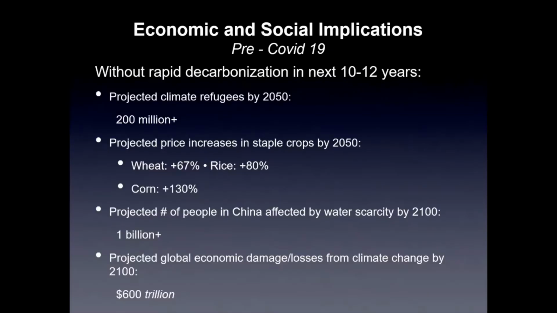Next slide. So these are just pre-COVID, because I think the world has been changing very rapidly. Without rapid decarbonization in the next 10 or 12 years at the most, the projected climate refugees by 2050 is 200 million plus. The price increase for staple crops by that same date, just as a result of climate change, is going to be wheat 67%, rice 80%. This is just a very short list.